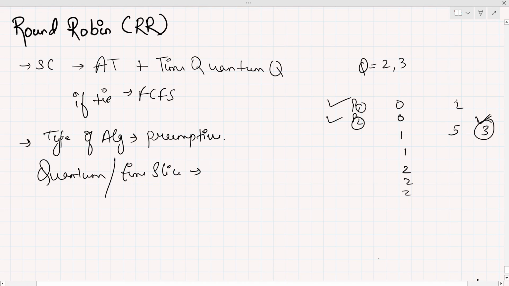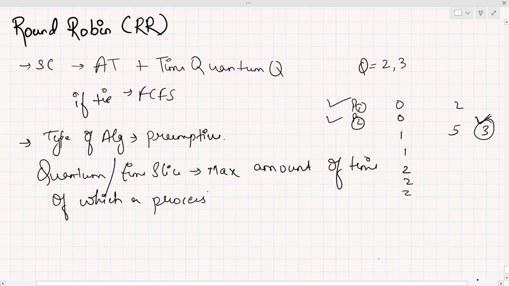Okay, so the maximum amount of time spent by a process on the CPU is called a time quantum, or you can say time slice. So the maximum amount of time for which a process runs on a CPU at a time. That's called a time quantum. So I hope you understand the scheduling algorithm, which type of algorithm it is, and what the time quantum is.